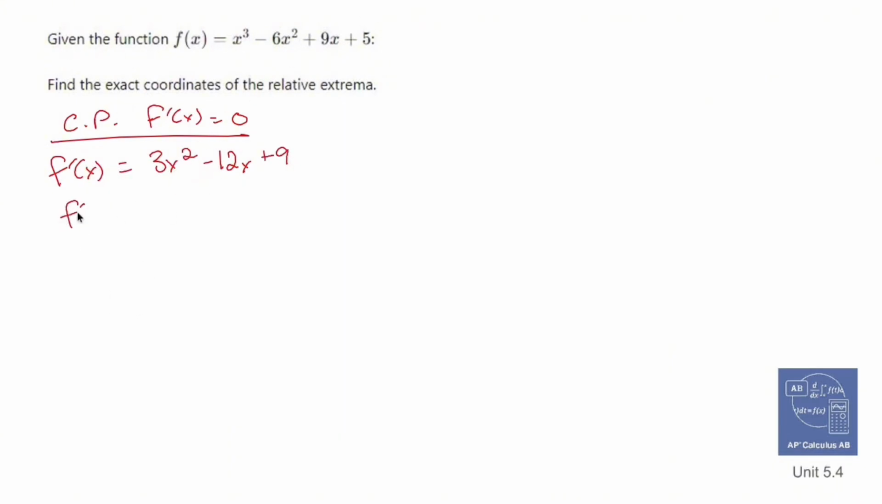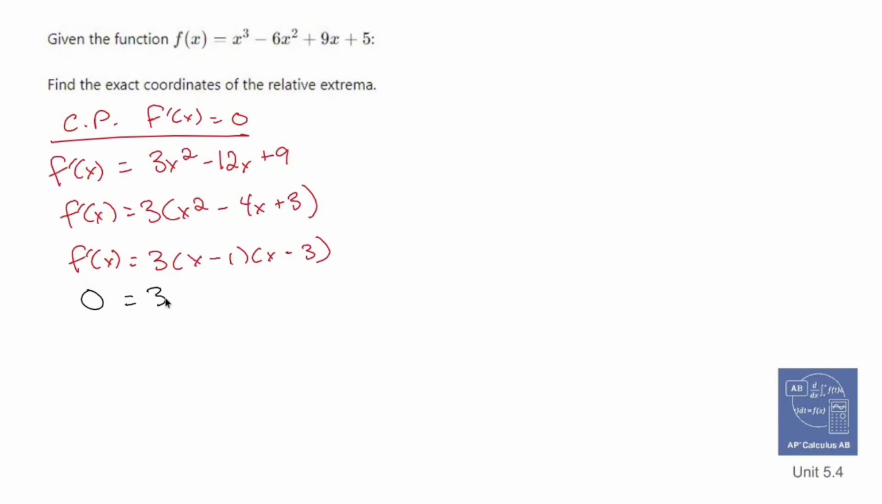Let's factor out a 3 and see what happens. That leaves us with x squared minus 4x plus 3, which continues factoring out to x minus 1, x minus 3. Okay, set that equal to 0. And we get nothing here that helps us out. X minus 1 gives us a 0 at positive 1. So positive 1 there, and at positive 3.